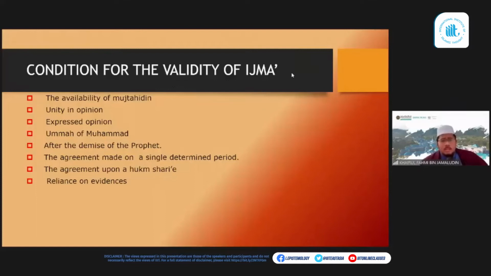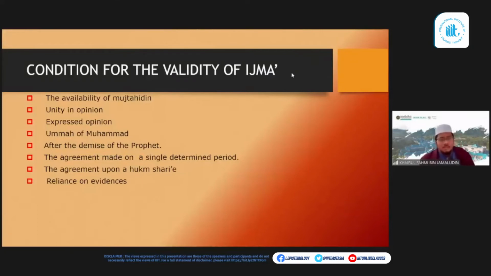And number 6, the agreement made in a single determined period. The consensus on certain issues must be made in a single determined period. It cannot be all times. It must be a specific determined period. Number 7, agreement upon hukum shari. So yes, that is ijma.